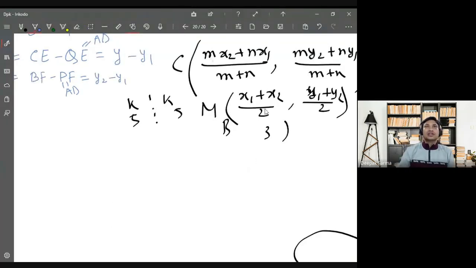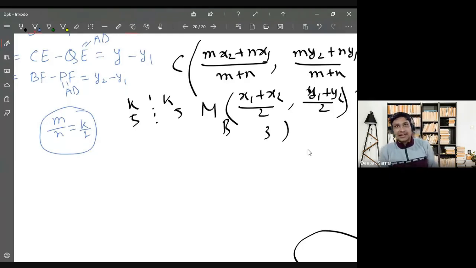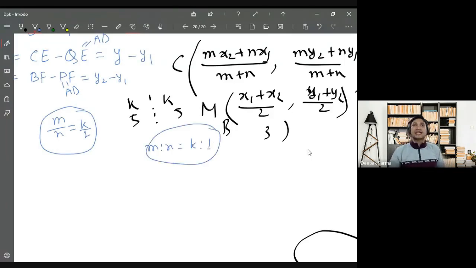So instead of writing m is to n, sometimes it is easier to write m by n as one symbol k. Or I can write k is to 1. If I write m by n, that fraction may be equal to k, then I can write the ratio as k is to 1. Then I use the same formula, but instead of m is to n, we are using k is to 1. Here m and n may be whole numbers, but k may not be a whole number, it may be a fraction. So the formula becomes a bit easier.